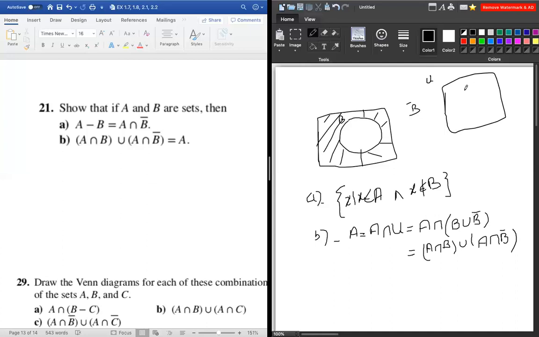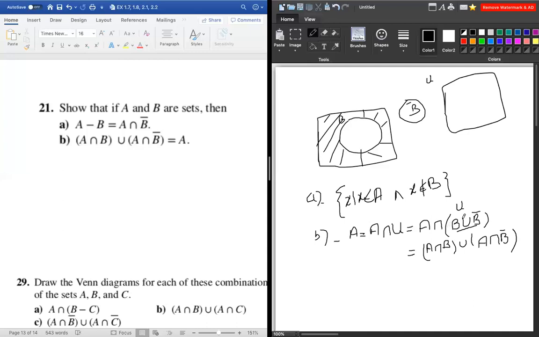So here I have this set B, right? And then here I have the elements other than B, which is B complement, right? So if I take this element B union B complement, right? So this is basically my universal set. So it includes all the elements in this set. Okay, so this is the universal set.